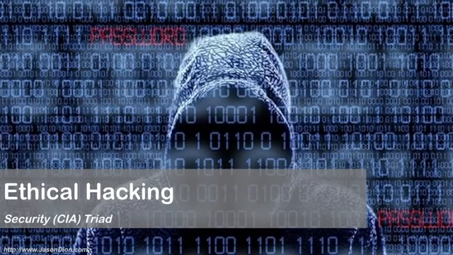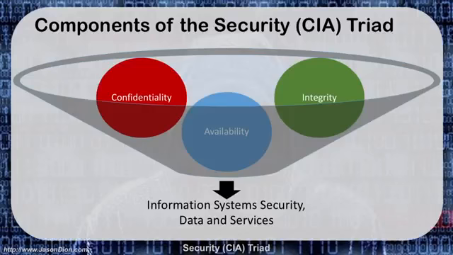Because as a cybersecurity person, my whole job is to protect the CIA Triad. And so we're going to attack it using ethical hacking. We need to understand what it is. So what are the components of the CIA Triad? Well, it's confidentiality, integrity, and availability. And these three tenets are the tenets of information system security for data and services. If we have these three things, we're going to have a secure system.